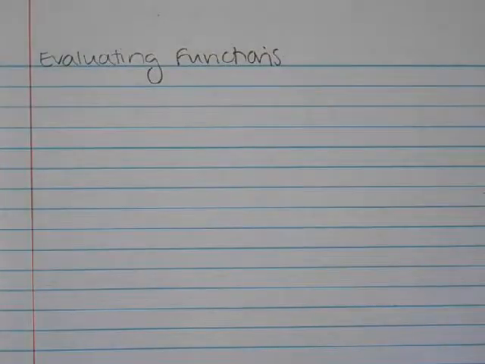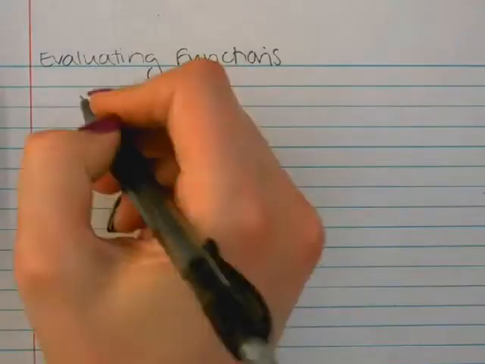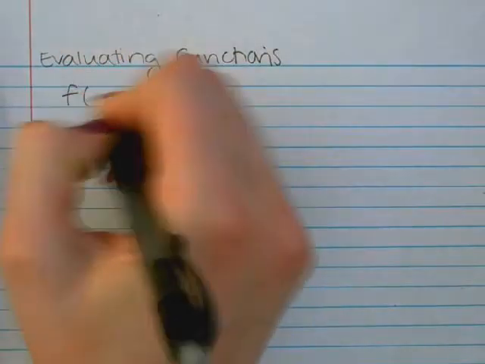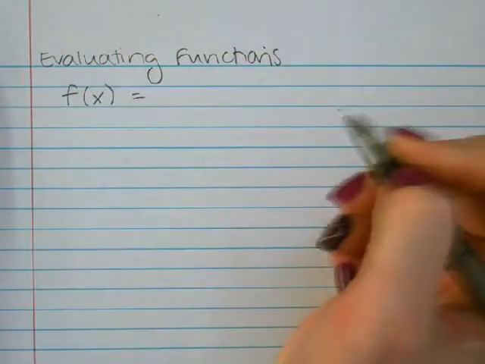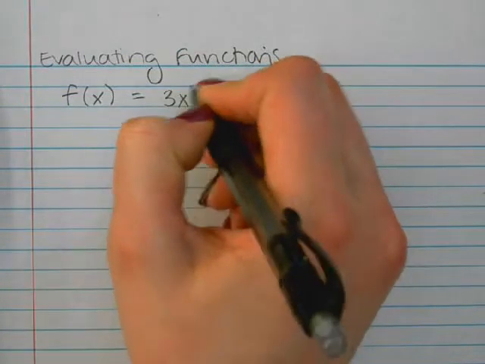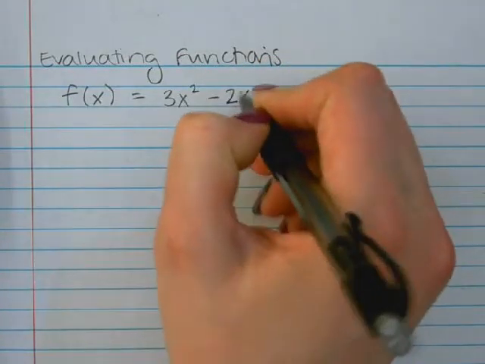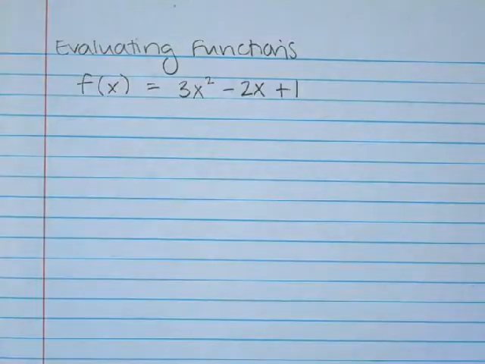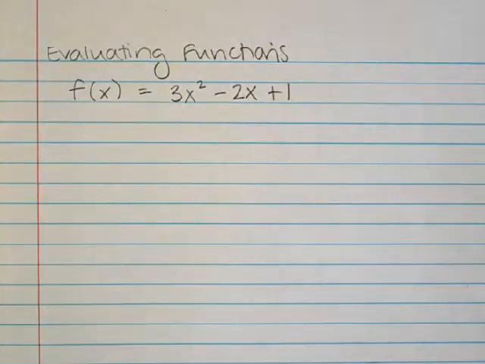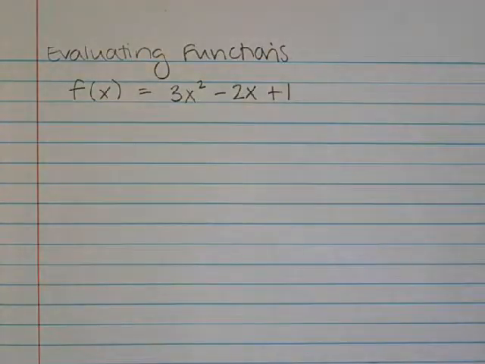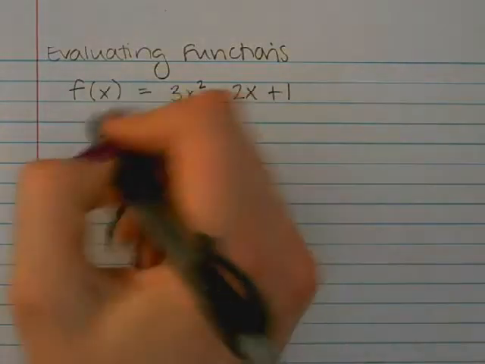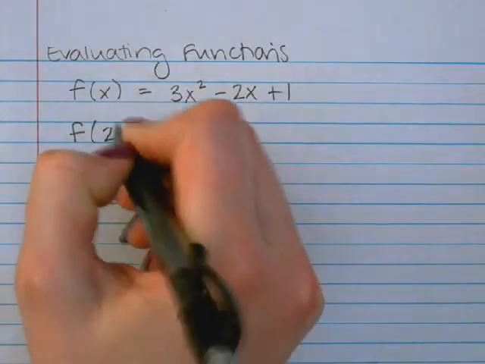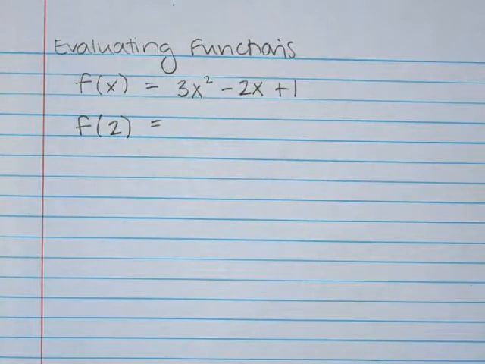So the function that we're going to evaluate, you can go ahead and write, is f of x equals 3x squared minus 2x plus 1. And we're just going to evaluate it for a bunch of different values, basically. So first, I want us to find f of 2. How do we find f of 2?